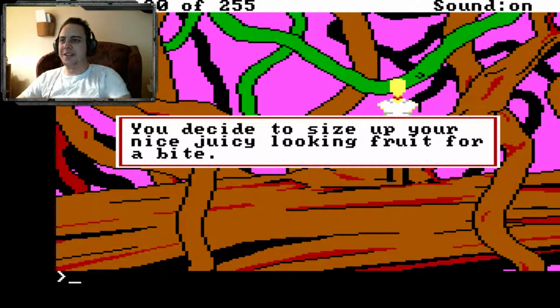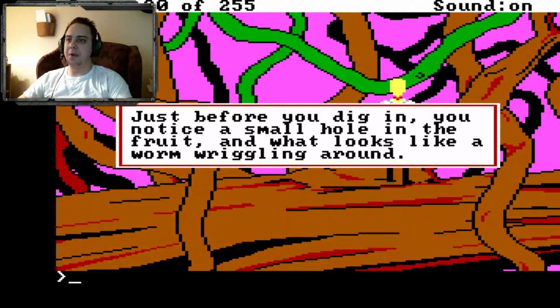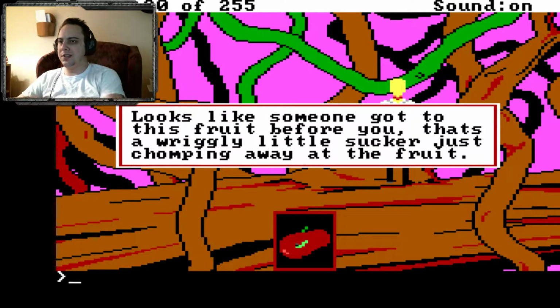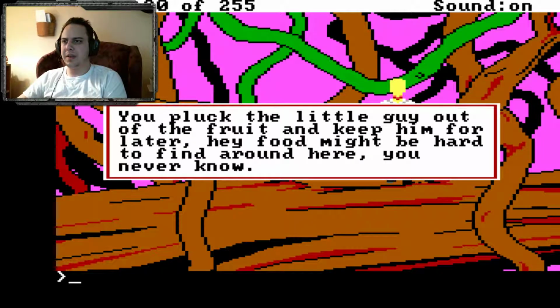Because in Space Quest, you know it's bad. You decide to size up your nice juicy looking fruit for a bite. Just before you dig in, you notice a small hole in the fruit and what looks like a worm wriggling around. Yuck! You're glad you didn't blindly bite into that sucker. Worms aren't high on your to-eat list. Looks like someone got to this fruit before you. That's a wriggly little sucker just chomping away at the fruit. You pluck the little guy out of the fruit and keep him for later. Hey, food might be hard to find around here. You never know.